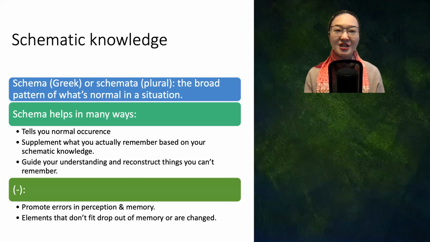Schematic knowledge. Schema, which comes from Greek, or schemata in plural, is the broad pattern of what's normal in a situation. Schema helps in many ways. It tells you normal occurrence, supplements what you actually remember based on your schematic knowledge. Schema also guides your understanding and reconstructs things you can't remember.